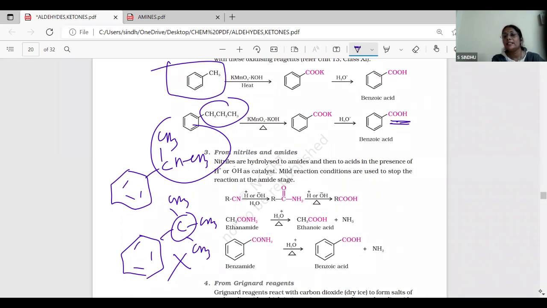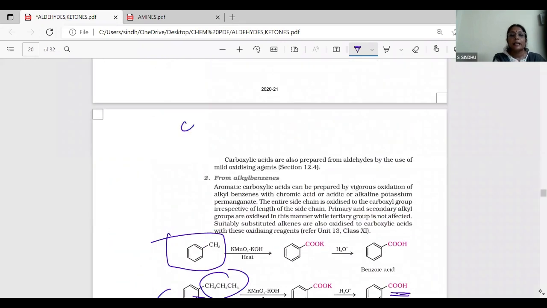So that one there. And also alkenes, on strong oxidation, will be converted to carboxylic acids. Alkenes will be converted to carboxylic acids.